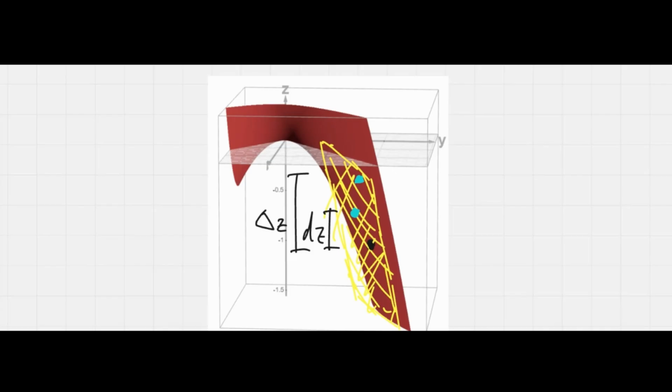And so just to reiterate, dz represents the change in height of the tangent plane, whereas delta z represents the change in height of the surface, where this surface is actually z equals f of x, y. Let me write that down.